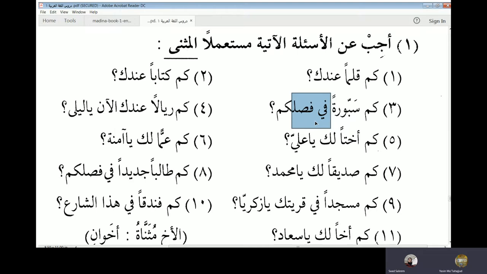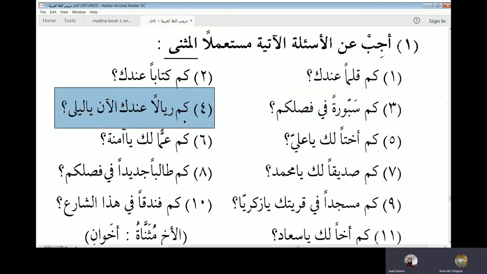Fi faslina saboratani. Faslina is spelled fa, sad, lam, noon, alif, na. Fi faslina, saboratani. Arabic is like five languages in one, more than one way. This language is difficult.